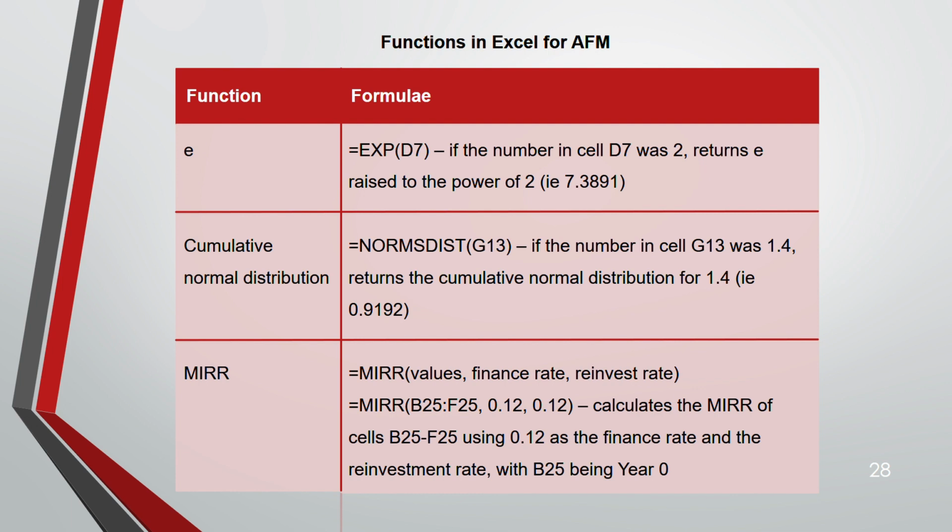Here also, same as IRR, the first cell should be from year 0 only. Year 0, 1, 2, 3, 4, like that. Only net present value starts from year 1. Both IRR and MIRR start with year 0. What are this finance rate and reinvestment rate? You have to go through MIRR for that. I know I can tell you, but I want you to do the hard work and go to my lecture under AFM, MIRR, and check what the two rates, finance rate and reinvestment rate, mean.